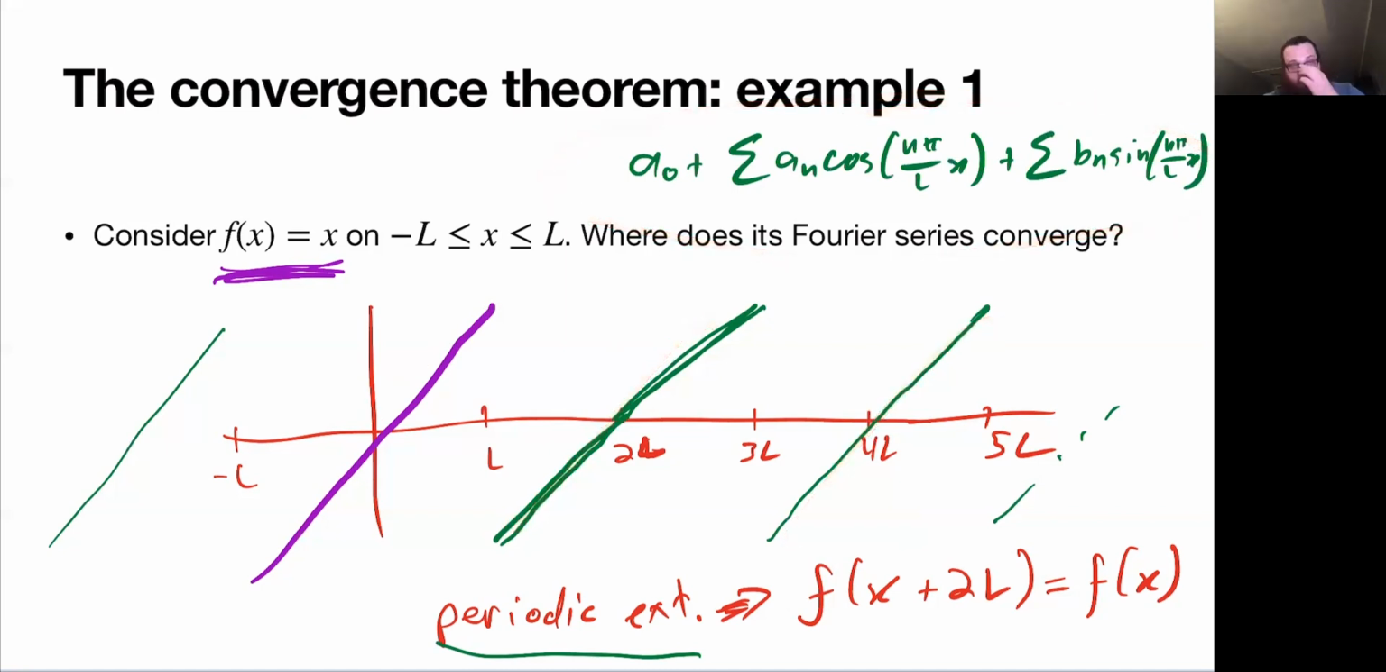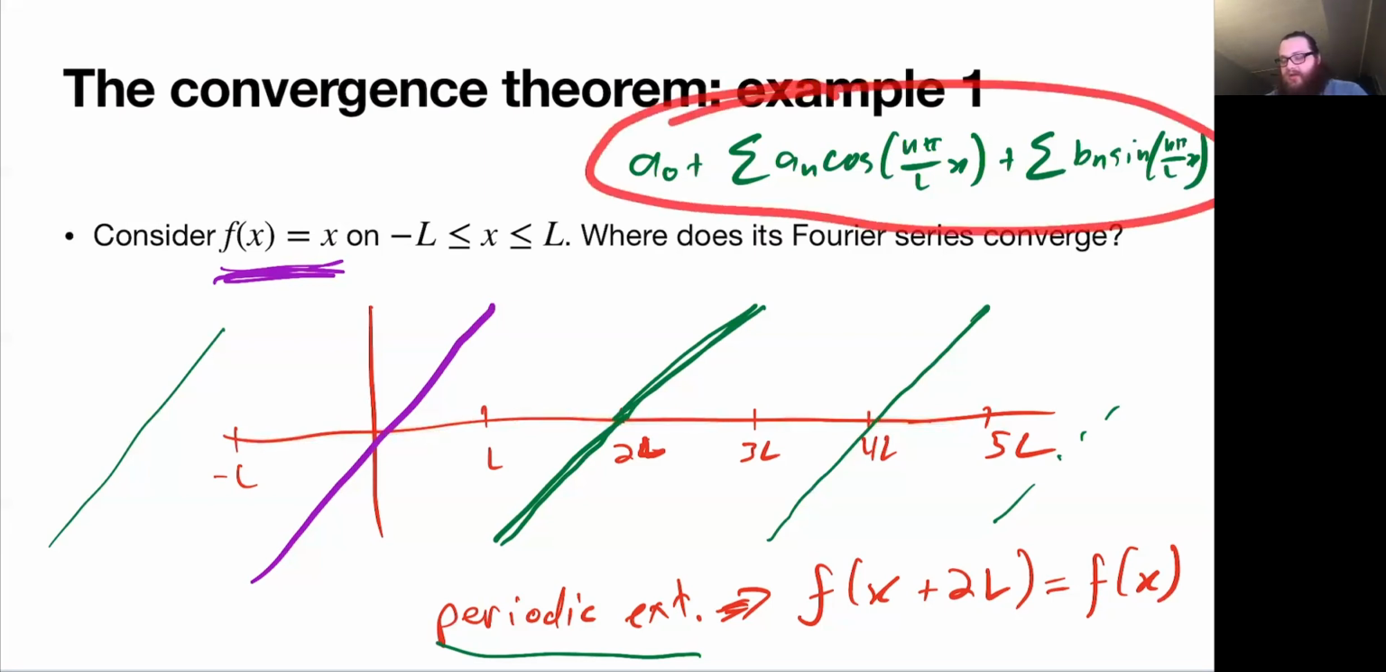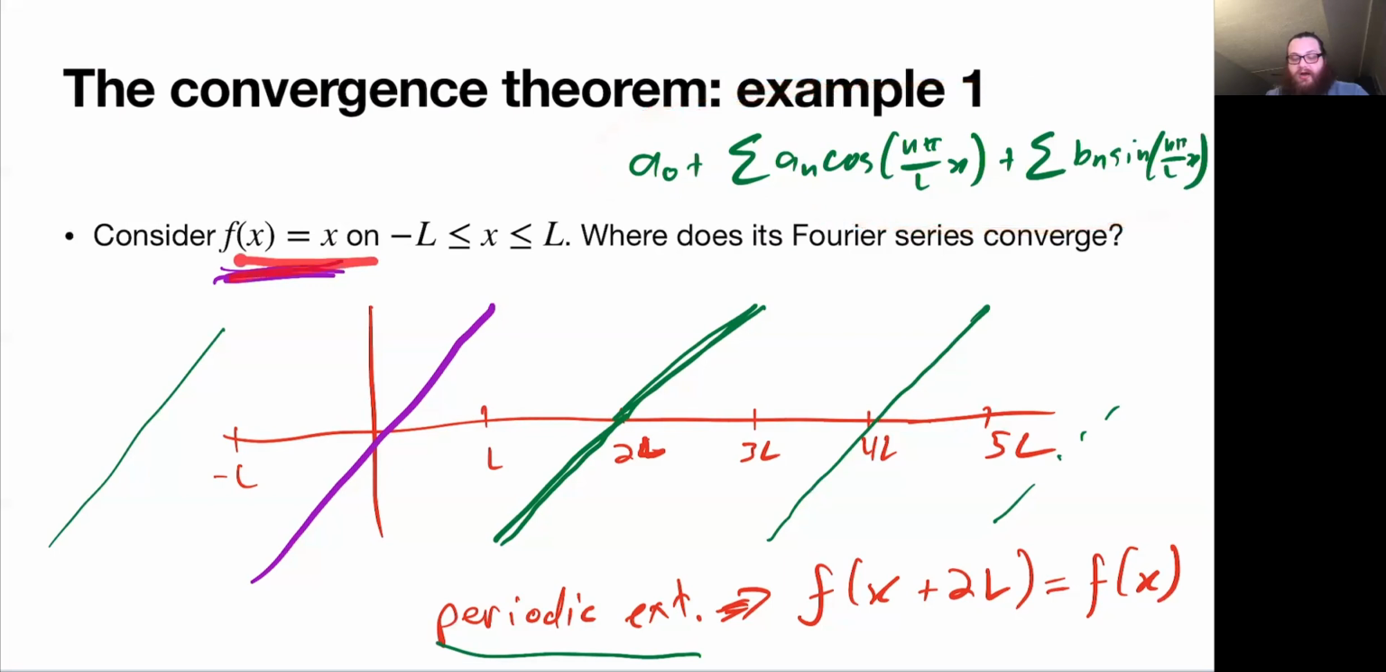Because the convergence theorem tells us that on this interval, on this interval, on this interval, this series converges to the periodic extension of this function. So what we're sketching here so far is exactly this series. We don't know what a0, a sub n, and b sub n are, but qualitatively we can sketch what the series looks like. We've sketched the series on the interior of each of these intervals.